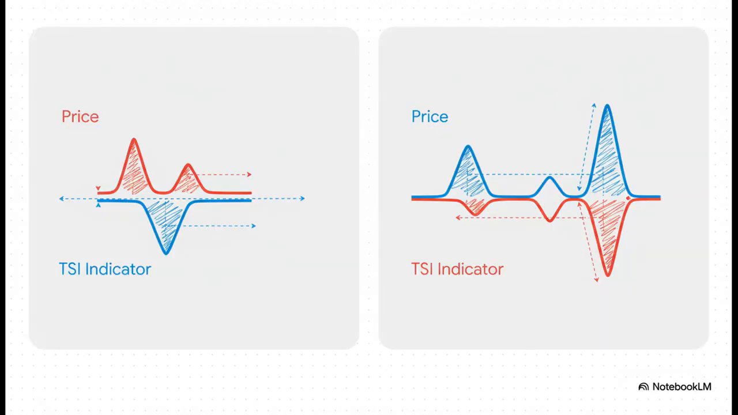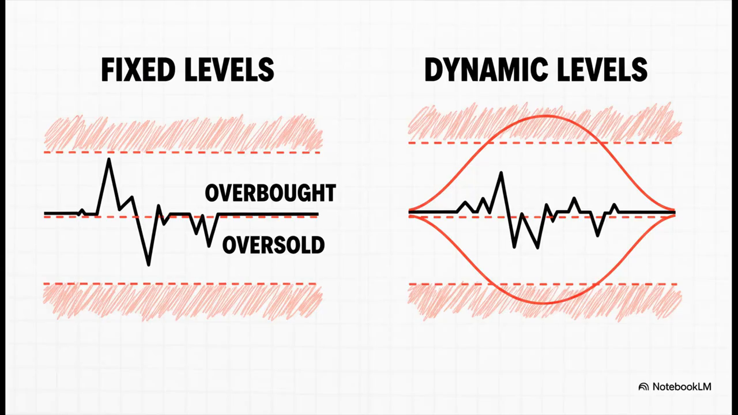All right, now for a more advanced concept, divergence. This is when the price and the indicators start to disagree. Imagine the price of a stock is making a new low, but at the same time, the TSI is actually making a higher low. That's a huge clue. It's telling you that the selling pressure is secretly running out of steam and a reversal might be just around the corner.